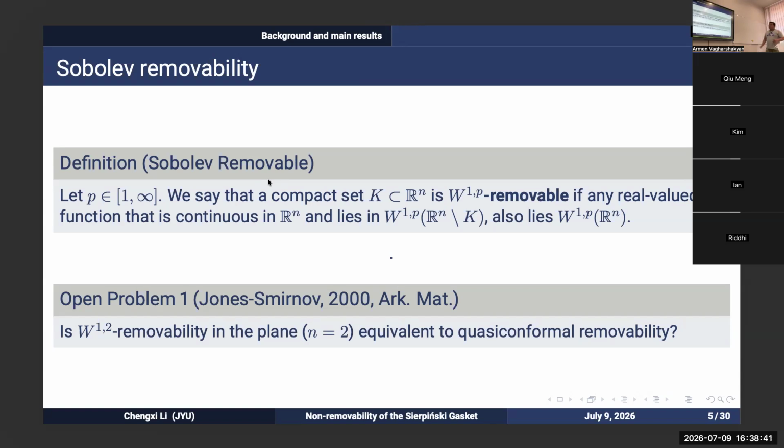This is open problem 1. It was posed by Peter Jones and Stanislav Smirnov in 2000, and it concerns W^{1,2} removability in R^n. When n is equal to 2, it is equivalent to quasi-conformal removability. This paper is based on this problem, but I think for the whole problem, it is still an open problem.